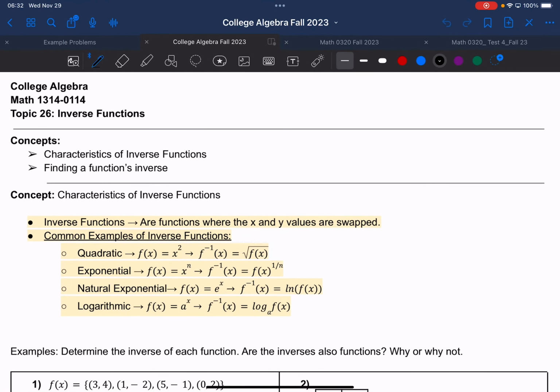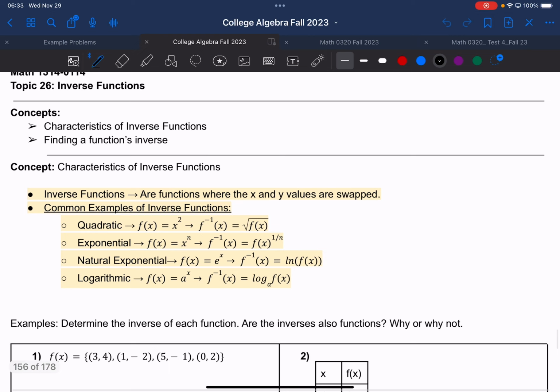So for topic 26, inverse functions, we're going to talk about the characteristics of the inverse functions and how to find a function's inverse. Okay. So a lot of these functions we've already been exposed to. So looking at concept 1, we're given some examples of what inverse functions look like based off of our common functions that we've already learned.